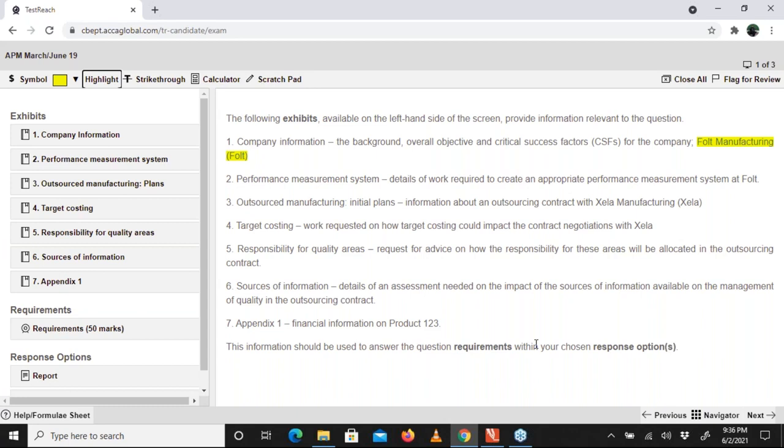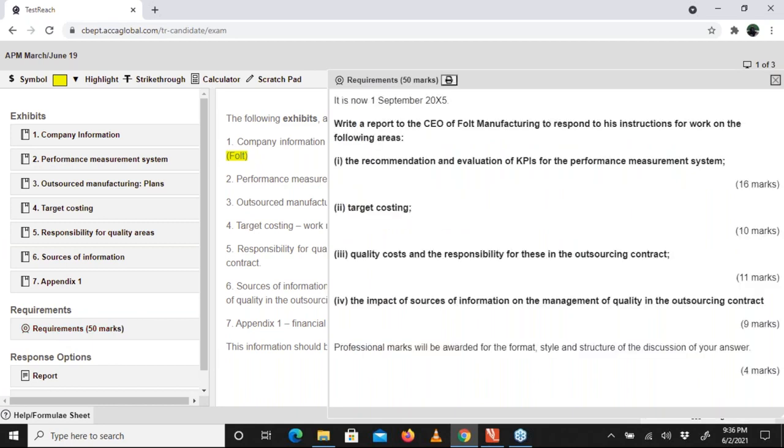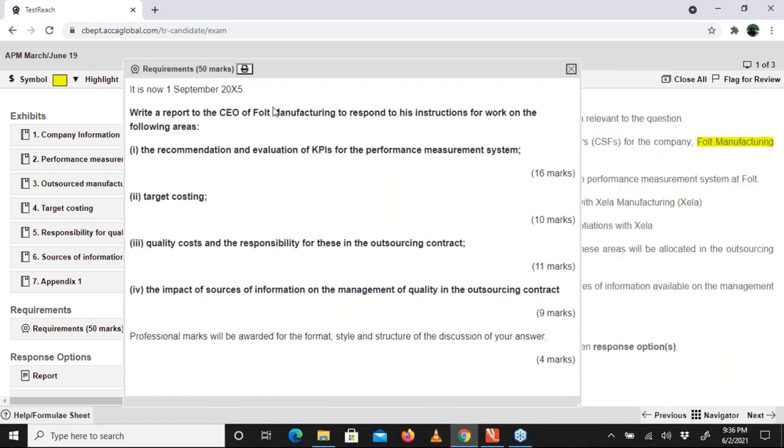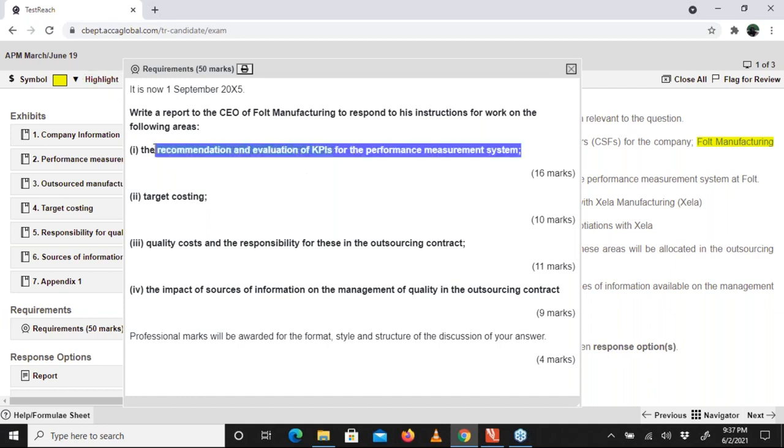Okay, so this is something that is there. I'm going to read the question requirements first so that I have an idea in advance of what exactly he is asking me to do. One of them is: write a report to the chief executive of Fault Manufacturing to respond to his instructions for work on the following areas: the recommendation and evaluation of KPIs for the performance measurement system.